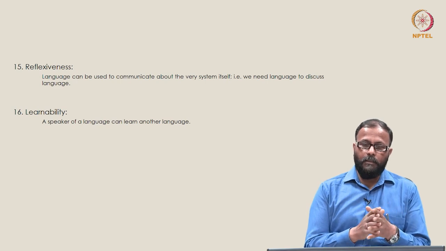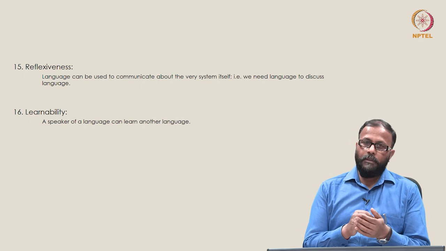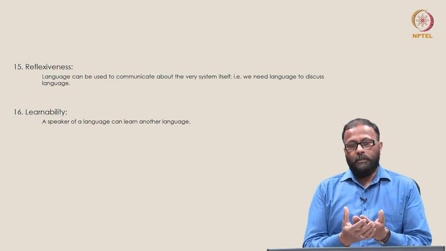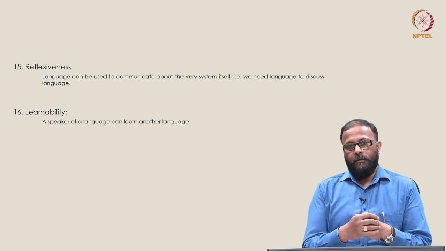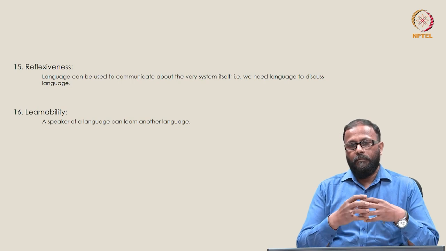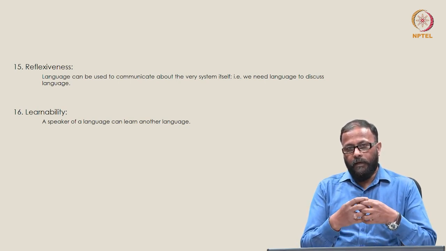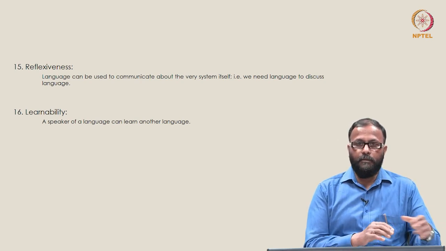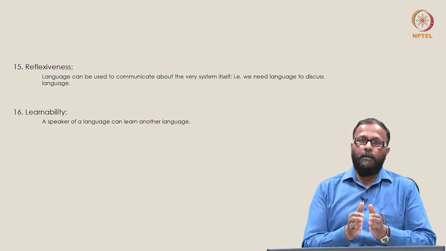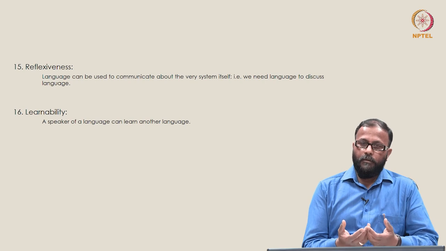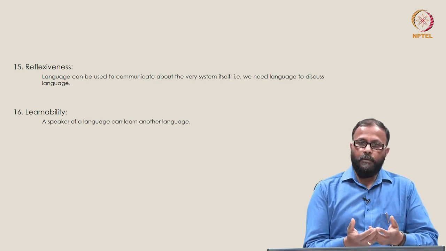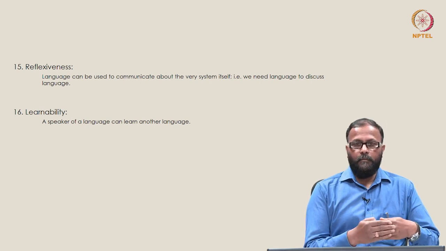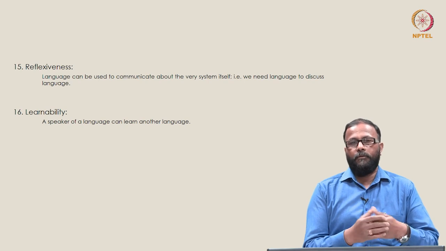So, 3 features were added in 1968: reflexiveness, learnability, and prevarication. Alright. So, these are known as Hockett's design features of human language, because they are the design features which define human language. And in any other animal communication, we do not find all these 16 features present. So it is species specific, and only human beings are endowed with this ability to have language, which is such a beautiful complex phenomenon. But interestingly, it comes to us so naturally that we hardly notice the complexity of it. That's the beauty of language.